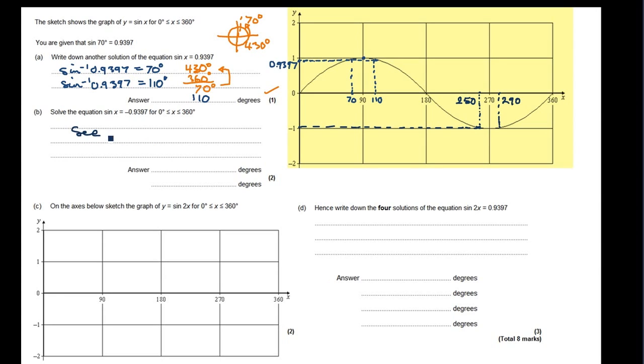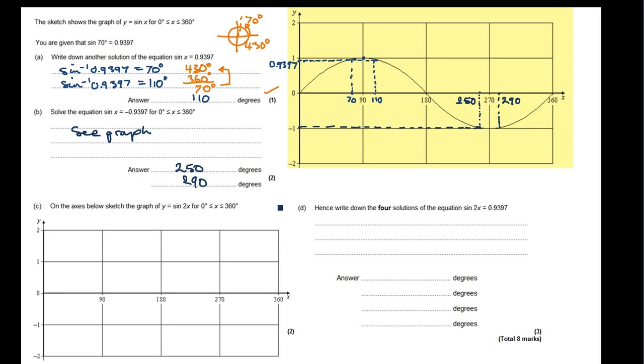So we've solved the equation. We don't really need to put any working out, so I'm just going to say C graph. And we can just straightforwardly fill in our answer. The answer in degrees is firstly 250 degrees and secondly 290. And that completes part B.